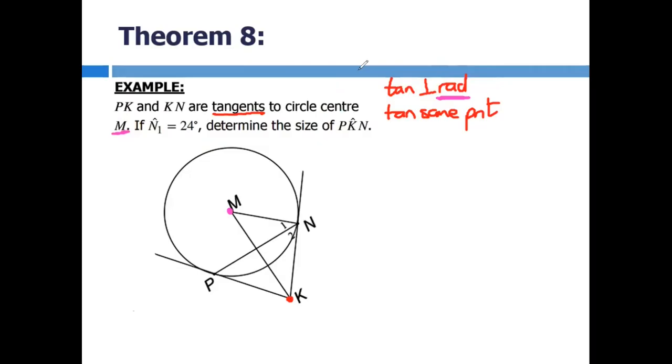Okay, if N1 is equal to 24, so you fill that in, N1 is 24 degrees, determine the size of PKN. They want the size of that angle over there. Okay, so we've gone through all the theorems we know, and we've got two that we could use: tangent perpendicular to radius or tangents from the same point. So I am now ready for our ideas. We've analyzed it. We know what theorems we can use. What ideas do we have here?